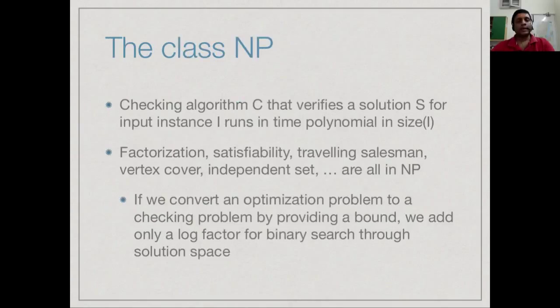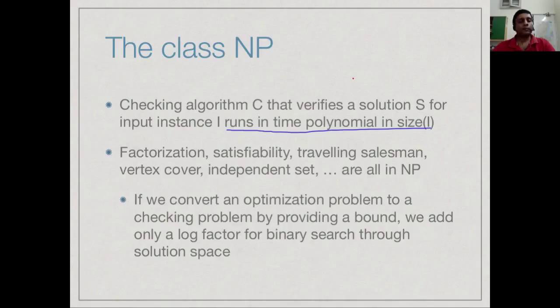So the class NP is the class of problems for which such checking algorithms exist, with the additional constraint that the check runs in polynomial time in the size of the input. Right? So the checking should be efficient. In all the problems we have seen in the last lecture, this is in fact true.